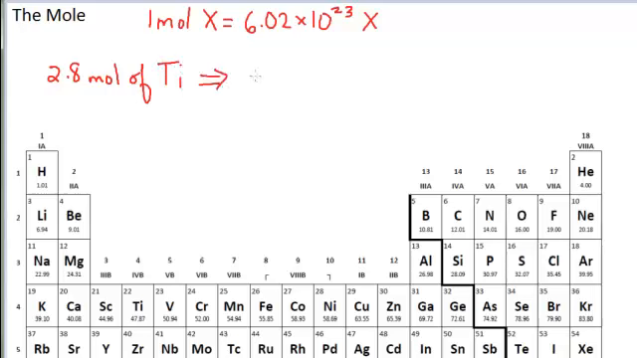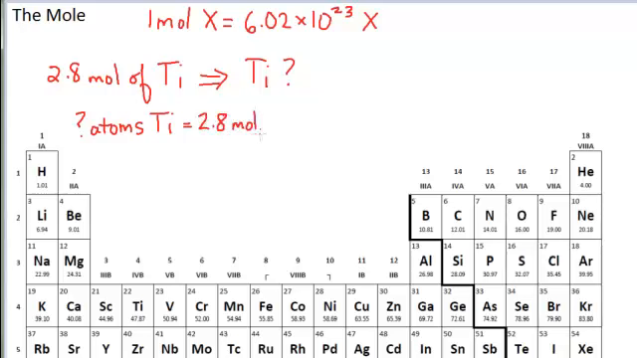So for example, I might have the question, I have 2.8 moles of titanium atoms. Convert that to actual titanium atoms. So if I have 2.8 moles of titanium, how many atoms of titanium is that? So I have question mark atoms of titanium. I don't have to write the word atom because if I write the symbol Ti, that means the atom of titanium. But I want to know how many atoms of titanium equals 2.8 moles.